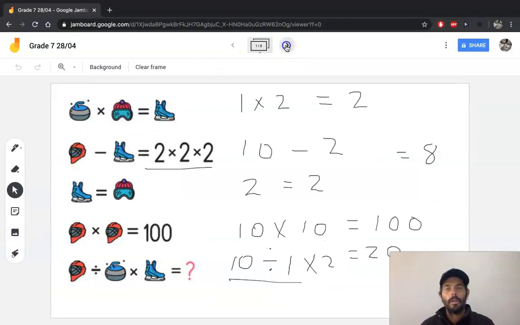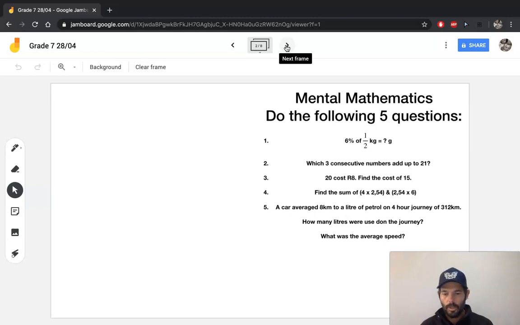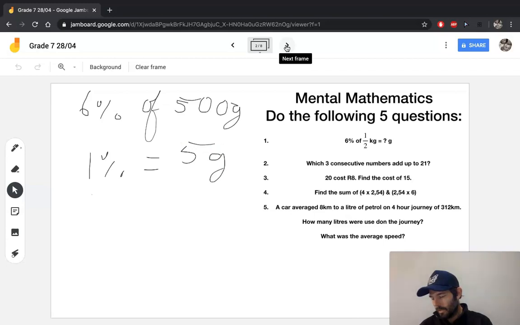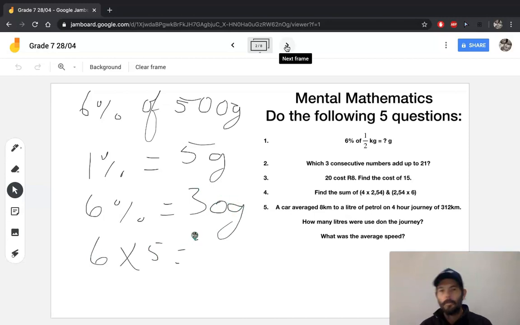Okay guys, let's have a look at how you got along with those mental questions. So 6% of half a kilogram is 6% of 500 grams. Okay, and to find 1%, divide by 100. Okay, and that's going to equal 5 grams. So then 6% is going to equal 30 grams because 6 times 5 equals 30. Okay, so that's your start.